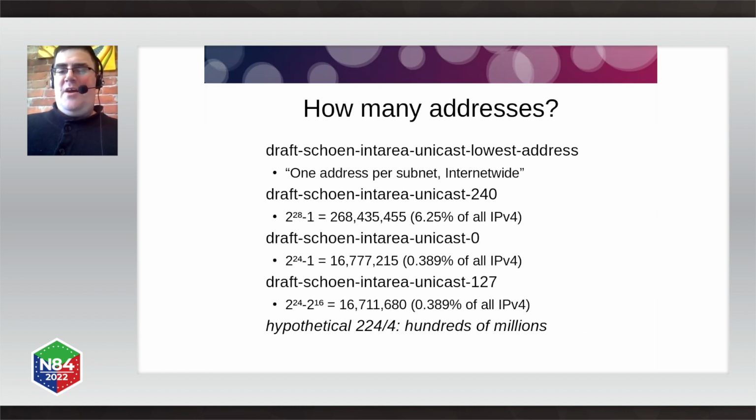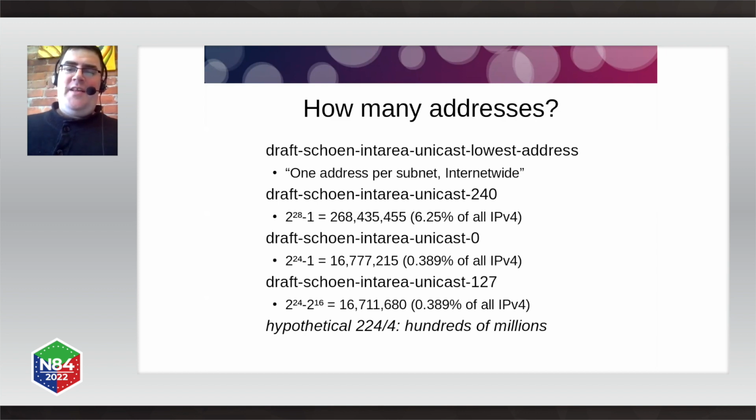So there's a question about how to measure how many addresses we might be able to get back by making software changes and standards changes that reinterpret these addresses. The unicast lowest address, removing the semantics of the duplicative broadcast address, is especially hard to measure because we would need to know how many subnets there are. And as I mentioned, we don't know how many subnets there are because they're not necessarily visible outside of their own networks. But we would get 1 per subnet.